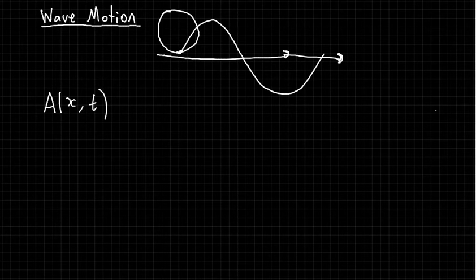So we need to come up with a function that describes some wave-like motion. And so let's say that the amplitude, we want this to change with position, and we also want it to change in time. So we want it to be moving in some direction over time, and we want it to have some position along that, and then we'll call that the x.